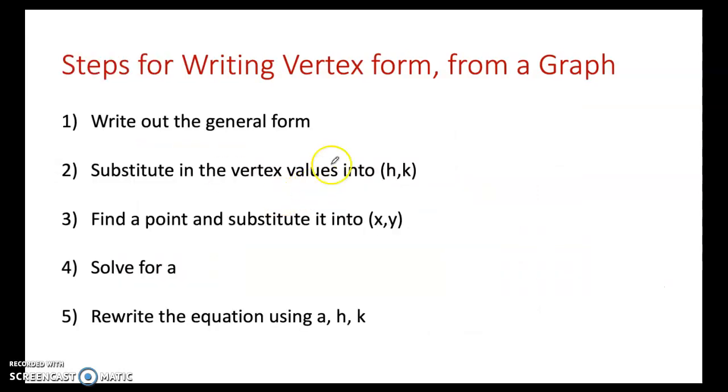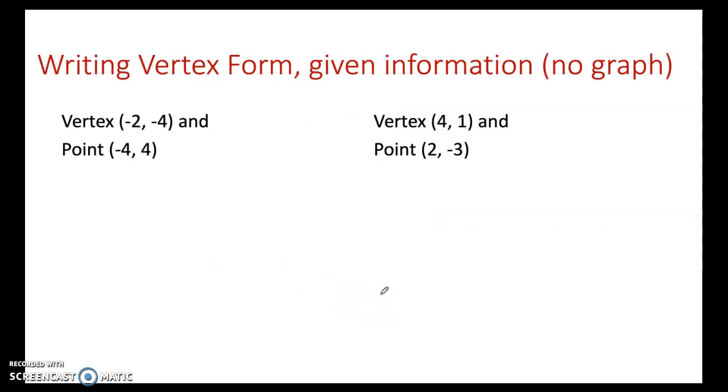So again, steps: write out the general form, y equals a times x minus h squared plus k. Then substitute the values of h and k in. Find a point and substitute x and y, solve for a, and then rewrite it. So that's exactly what I modeled before. You can also write the equation with no graph. So it's the same steps, guys. Nothing has changed. First step is to write out the general form.